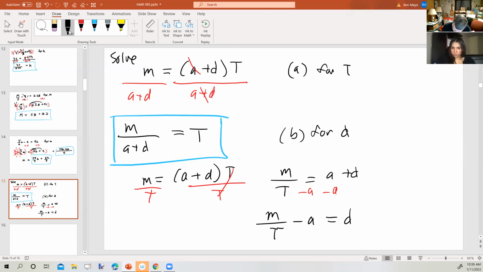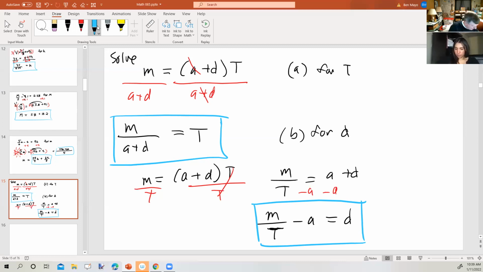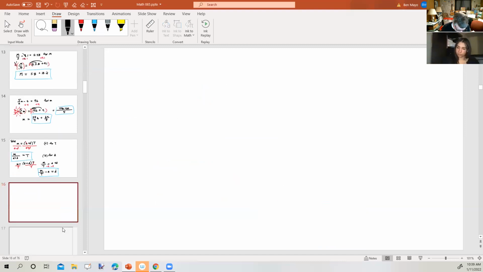And again, that a is by itself. It's not over the t because we subtracted a from the entire side. So here is part B. Okay, so those were some requested ones. Let's take a look at some more examples from section 2.4.